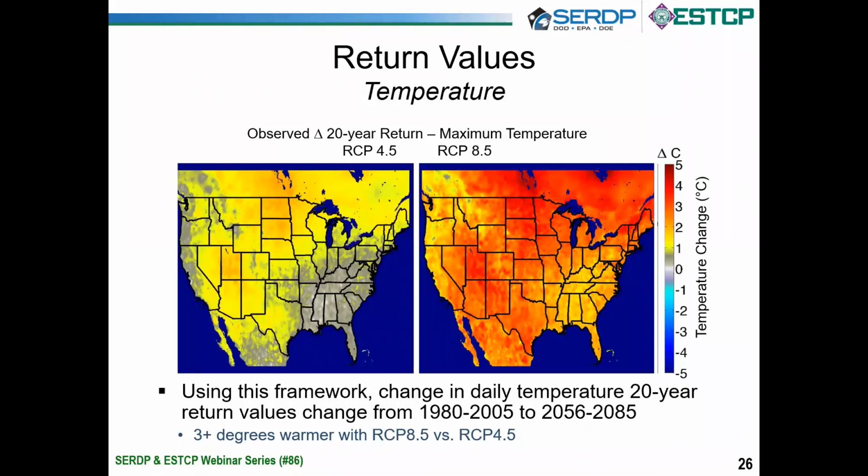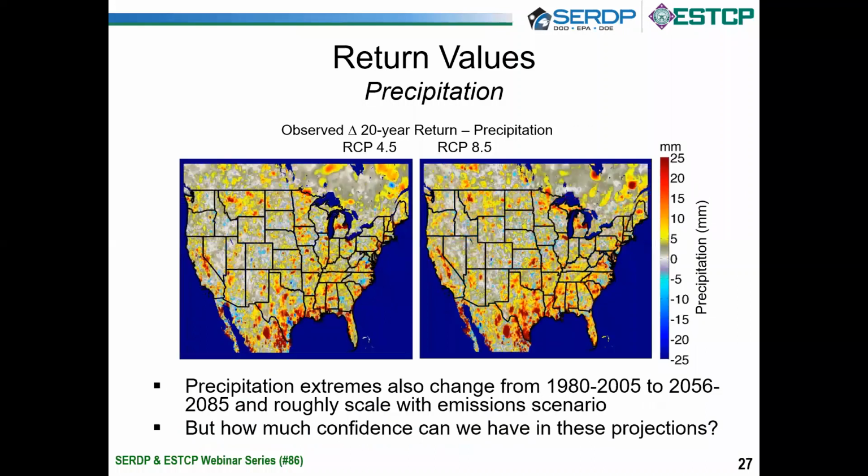And from these plots, you see that the daily maximum return value changes by a little over 3 degrees across most of the conterminous United States in the RCP 8.5 as compared to the RCP 4.5 scenario, which kind of gives you a sense of how much a temperature extreme is going to increase as a function of different emission scenarios in the middle of the 21st century.